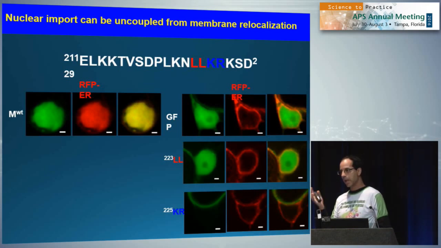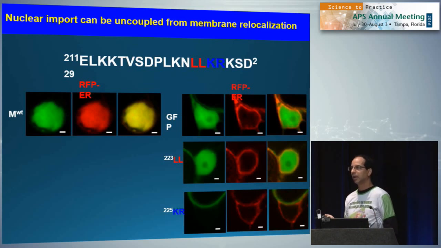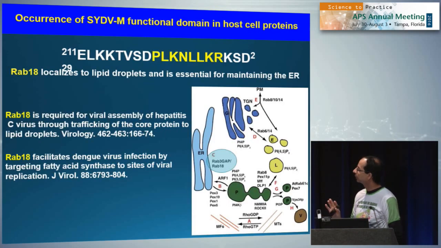Viruses are masters at hijacking cellular functions. So we asked the question, is this viral targeting signal present in host proteins? A very exciting find, and we're trying to follow it up, is that the viral targeting signal is present in the highly conserved RAB18 protein. RAB18 is involved in localizing lipid droplets to the ER, so it's involved in ER maintenance.